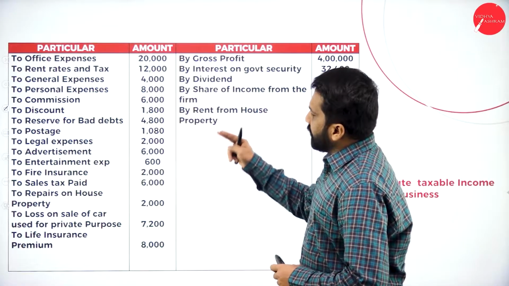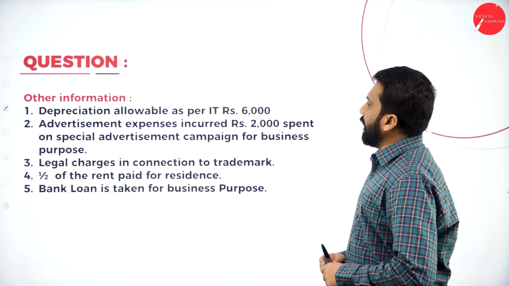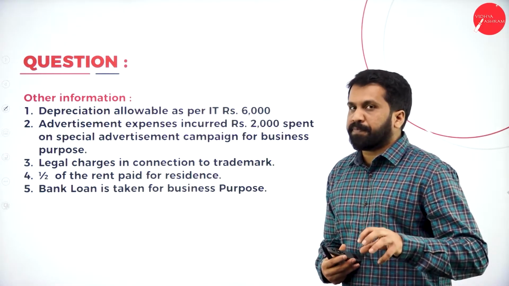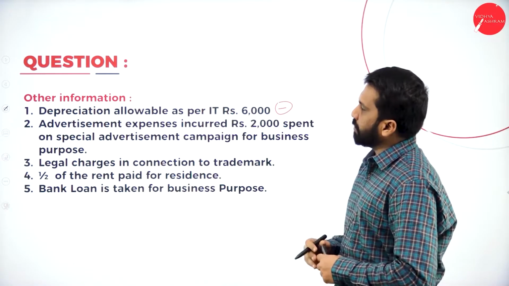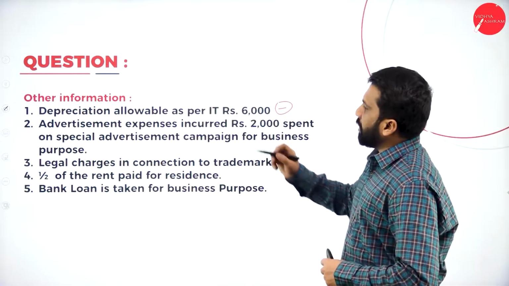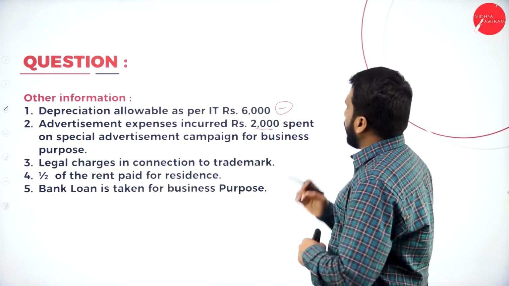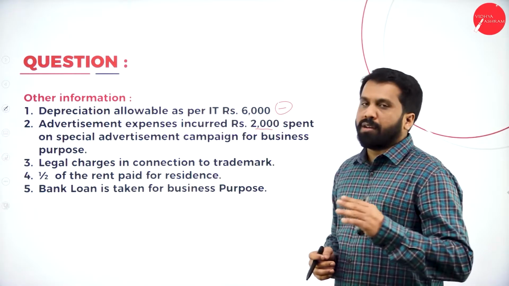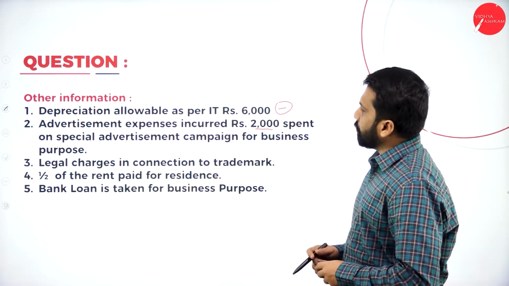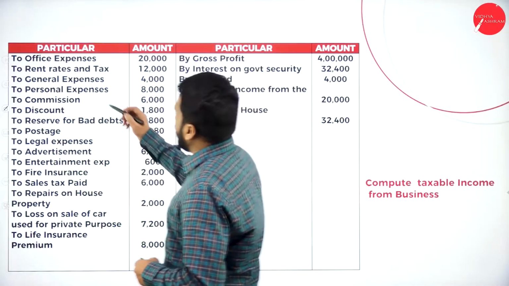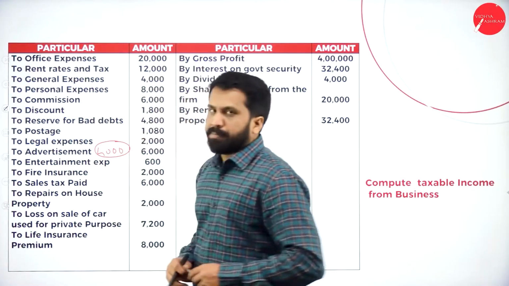Now, before we see this, we'll go to adjustments. Depreciation allowable as per IT, you know that we take it in the minus allowed items. Next, advertisement: 2,000 spent on a special advertisement campaign for business purpose. So 2,000 for business means the balance 4,000 will be what? Personal. You have to remember that. See, in your advertisement, 4,000 is not part of business.